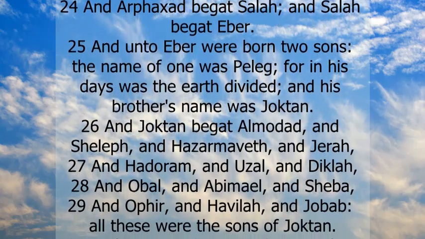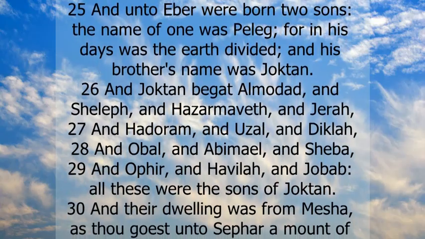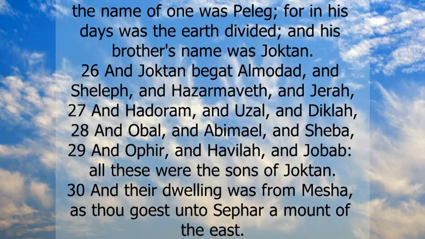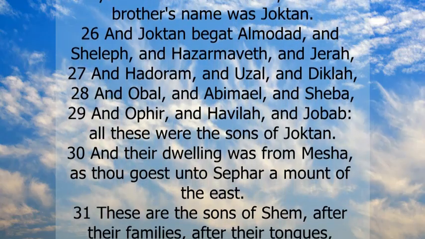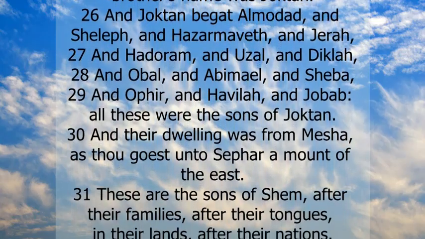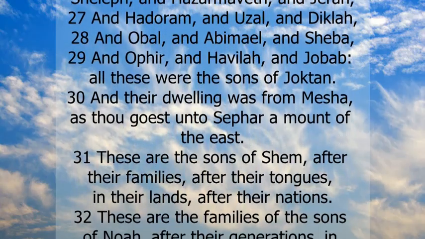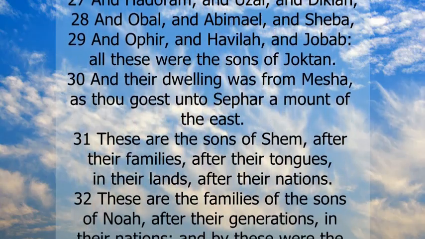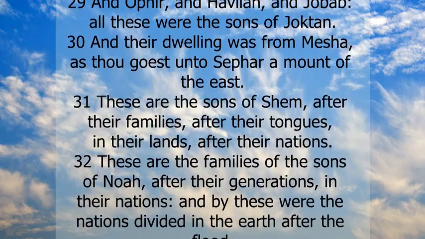And Joktan begat Almodad, and Sheleph, and Hazarmaveth, and Jerah. And Hadoram, and Uzal, and Diklah. And Obal, and Abimael, and Sheba. And Ophir, and Havilah, and Jobab, all these were the sons of Joktan. And their dwelling was from Mesha, as thou goest unto Sephar a mount of the east.